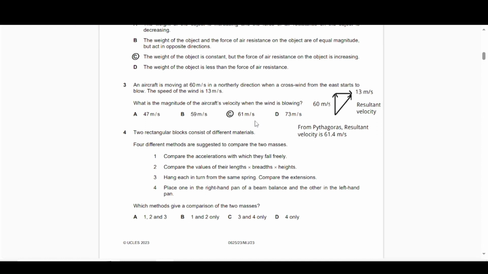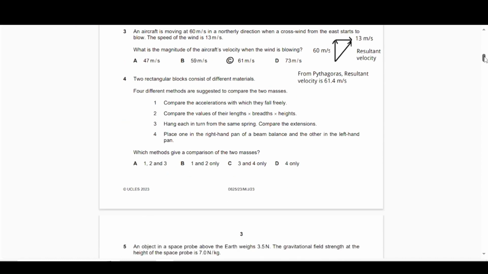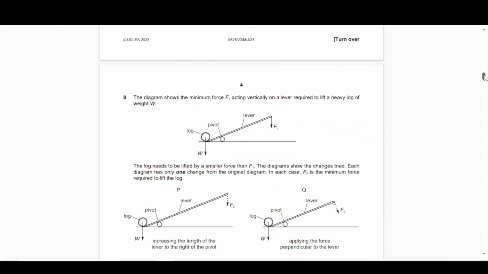So that makes sense. And if we use Pythagoras here, the resultant velocity squared is going to be equal to the sum of the squares of these component velocities, which is 60 squared plus 13 squared. Once I add the squares and square root the answer, that gives me an airspeed of 61.4 meters per second, and rounding that, it would be 61 meters per second. So that is a nice resultant velocity question.